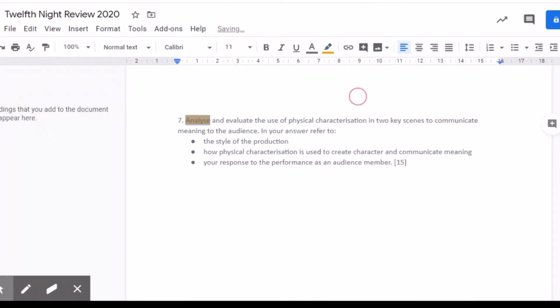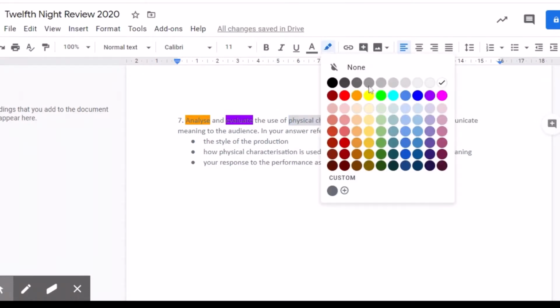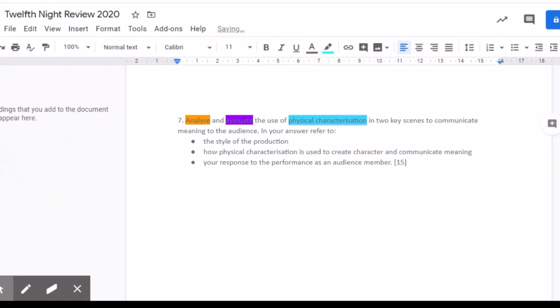And then I'm going to read through the question a couple of times and highlight the key words, especially the action terms. So analyse and evaluate at the start of this question are really key. Analyse, look at one specific moment, and evaluate, was it any good or not? The next couple of terms include the focus of the question, so physical characterisation. I know that I'm looking for physical skills.